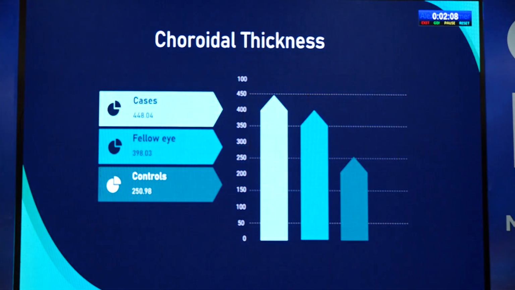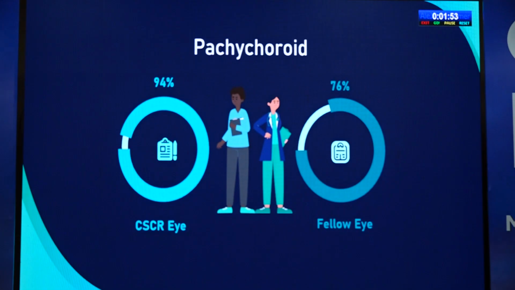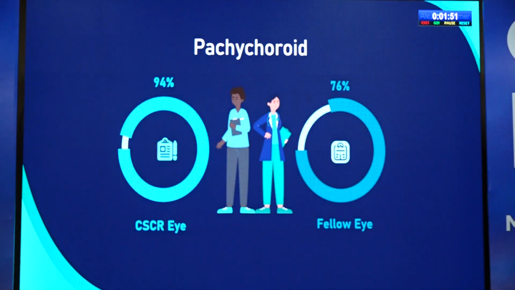The choroidal thickness was maximum for the cases as expected, which was 448 microns, and it was also high in the fellow eye in cases, around 398 microns, and for controls it was within normal limits. Choroidal thickness more than 350 microns was taken as pachychoroid. So for the CSR eyes, 94% of the patients fell under this category, and 76% of the fellow eyes fell under this category.